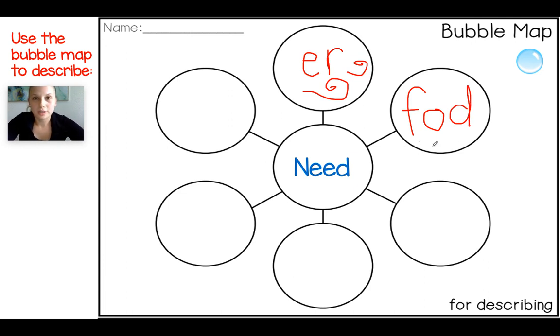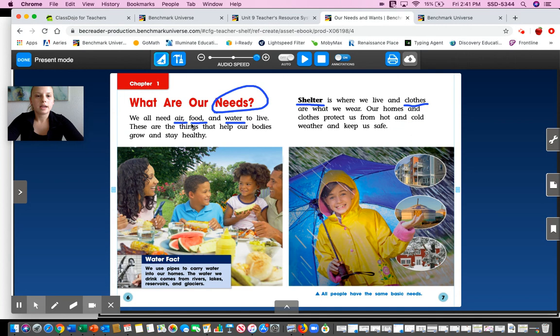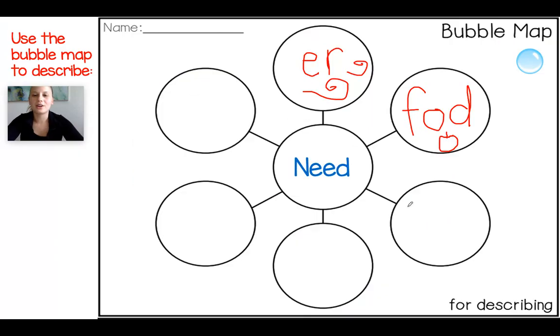And you can draw a picture of food. What am I going to do? What's something I need? An apple. I'm going to draw an apple. All right. Let's fill out another bubble. What's something else that we need? Air, food, water. We need water. Good.